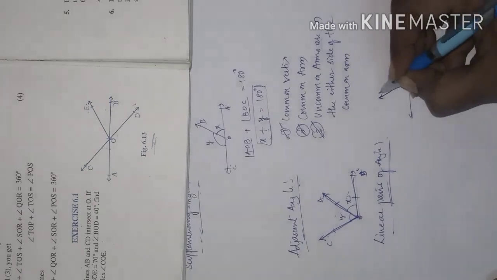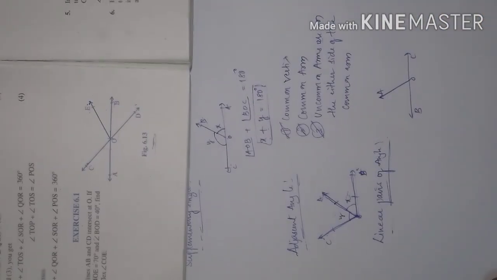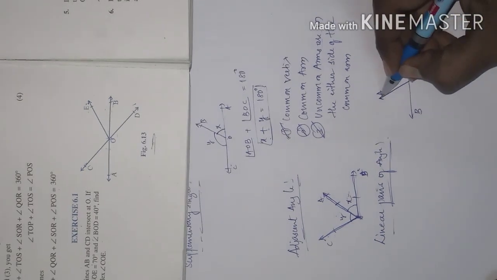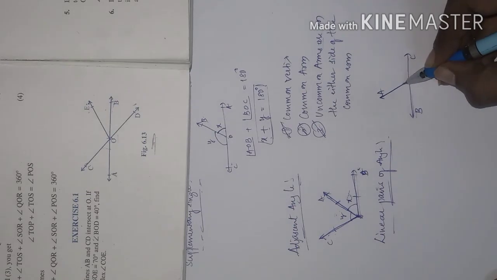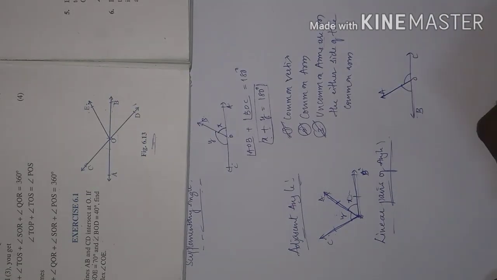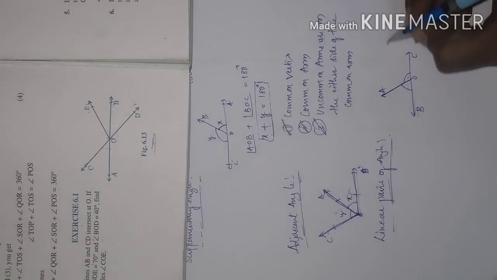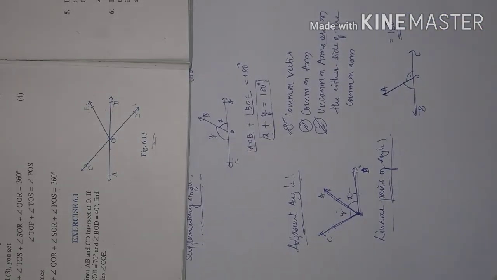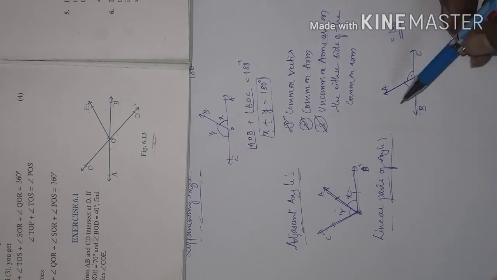This is the ray OA standing on a line BC. When a ray OA is standing on a line BC, the sum of the two adjacent angles formed is equal to 180 degrees. Then they are said to be linear pairs of angles. Once again I will repeat it.